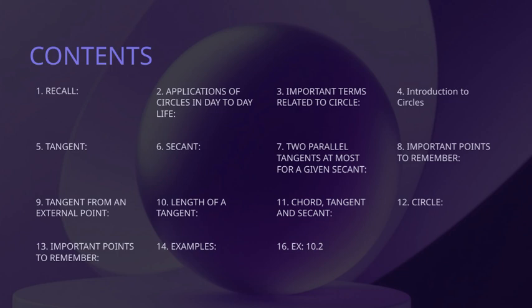Did you know that at most, 2 parallel tangents can touch a circle for a given secant? That's a fascinating property that we'll clarify further. We'll also review important terms related to circles, so you're familiar with the vocabulary used in this topic. When it comes to the length of a tangent, there are specific formulas and properties that help us measure and understand these segments. Remember, there are several crucial points to keep in mind, especially regarding how tangents and secants behave and relate to each other.